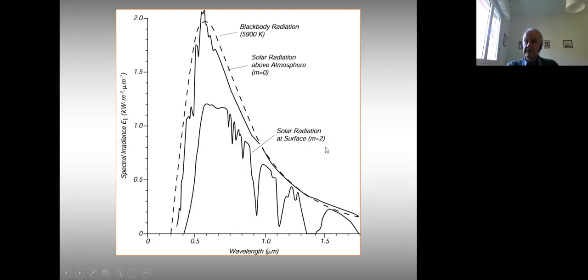Solar radiation at the surface obviously has been reduced. It is not the same reduction everywhere as a function of wavelength. Why is it reduced? It's reduced because the atmosphere absorbs the radiation which comes from the sun. So the differences between these two are due to the absorption of heat by the atmosphere.